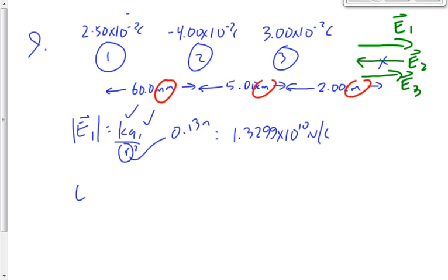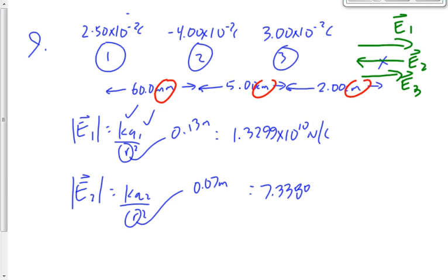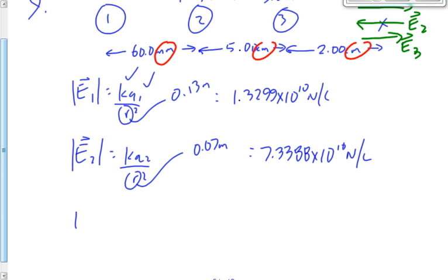We're going to find E2 the same way. We know what the value of Q2 is, 4 microcoulombs. R this time is going to be 0.07. We do the math there. 7.3388. And then finally, charge 3 produces a field at point X based on the distance.